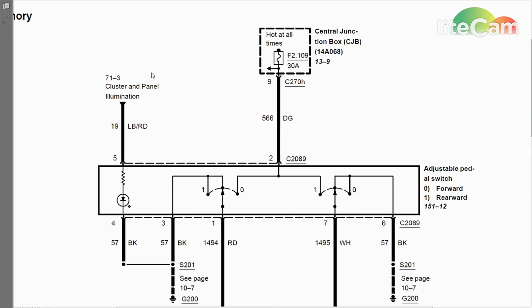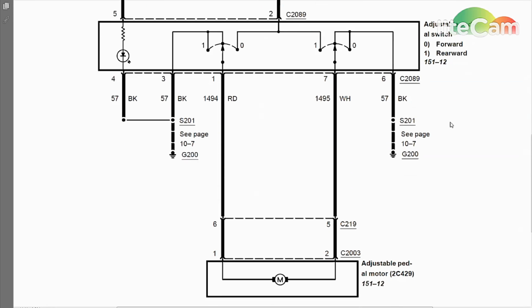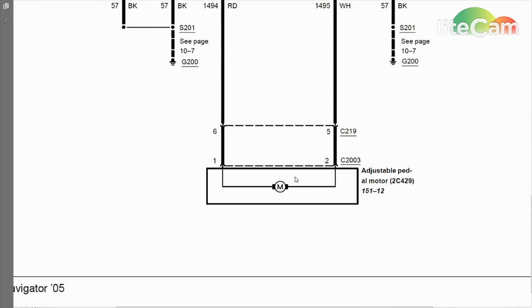That's only testing the cluster panel illumination circuit, but it's also testing our shared ground, which is used for the rest of the circuits in this switch. So I would check for the lighting, I would check that fuse, and then I would go straight down to the motor itself. It's on top of the adjustable pedals down there.